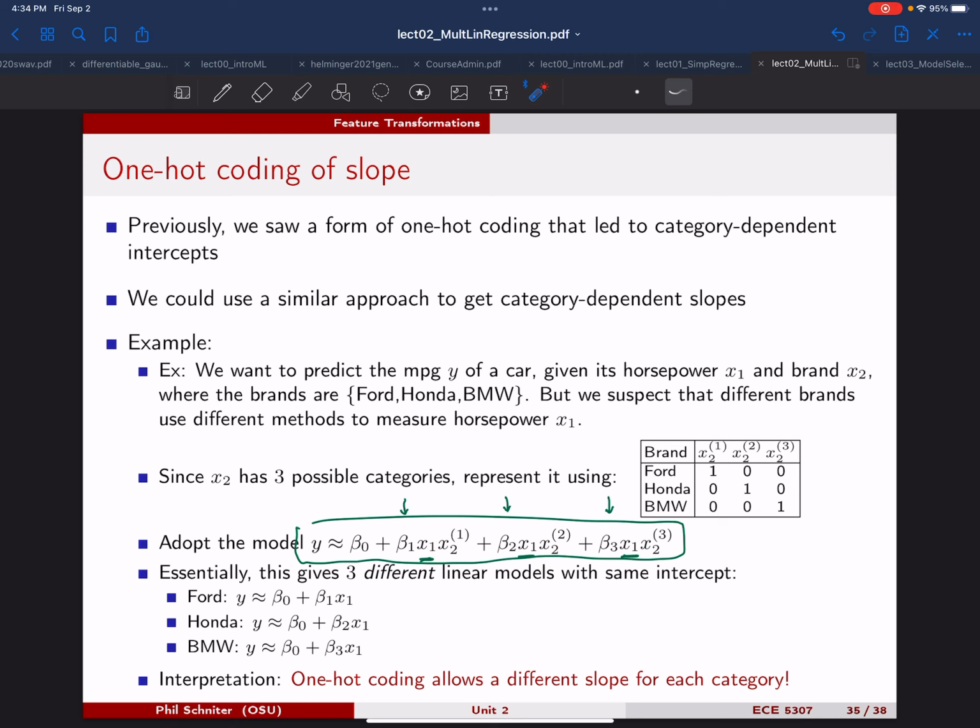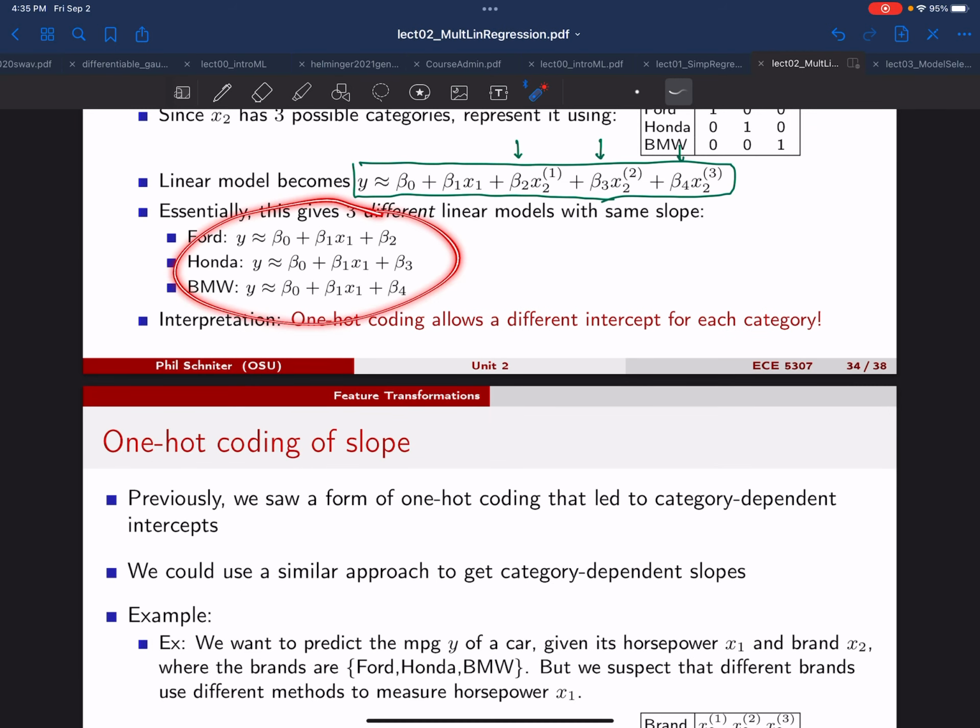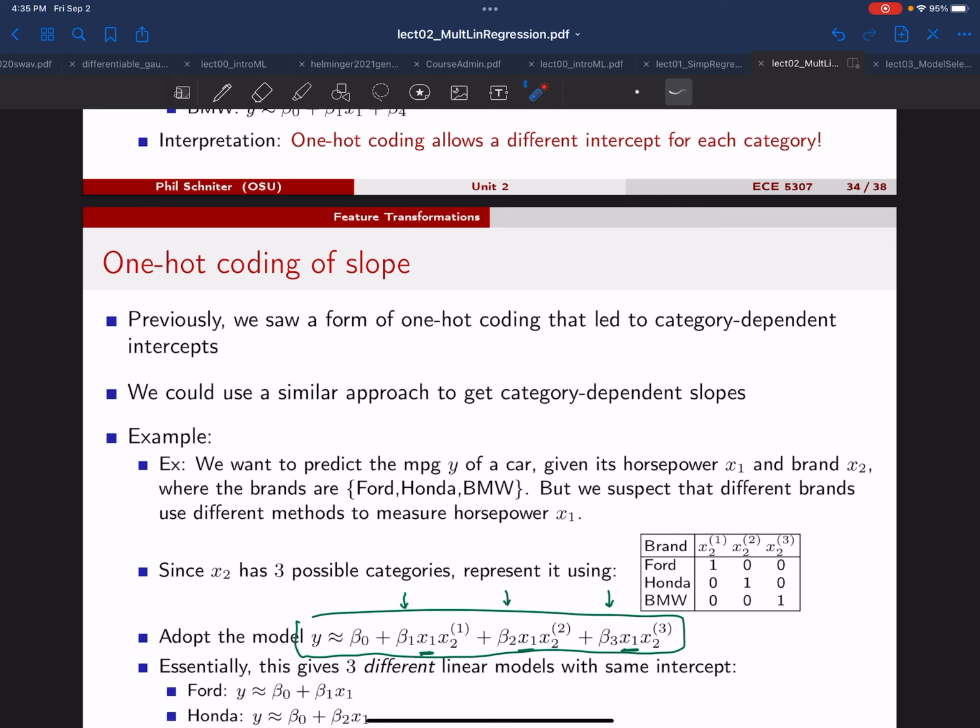When you do things this way, if you had a Ford sample, then all this stuff is turned off. The x2 is 1, and you get this model. On the other hand, if you had a Honda sample, then these go away, this one is 1, and you get this model. And finally, for BMW, you get this model. So now you can see that you're allowing yourself a different slope coefficient for every brand, as opposed to a different intercept coefficient for every brand. Whichever one you want to do really depends on maybe some side information you have about the data set, about how to interpret it.